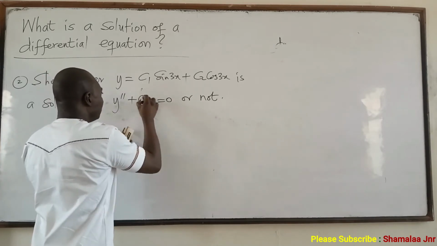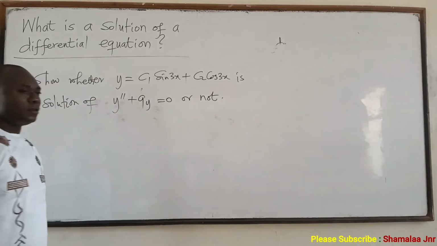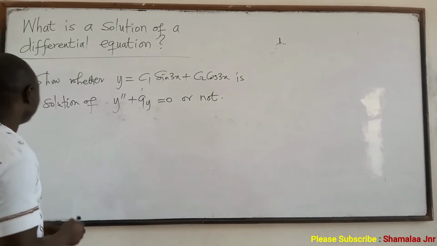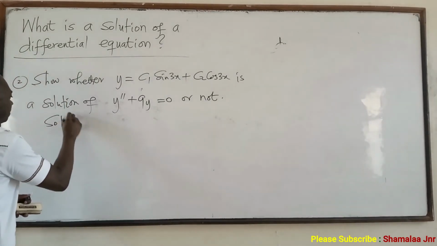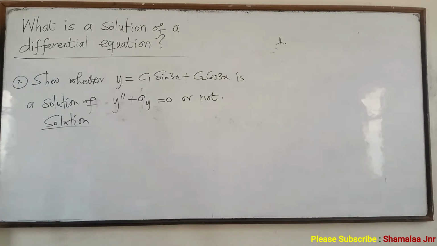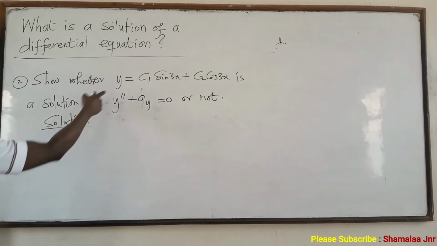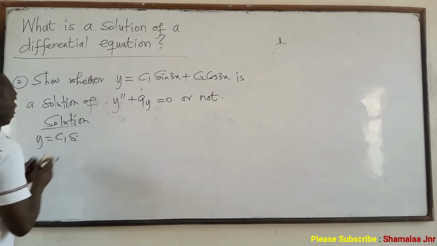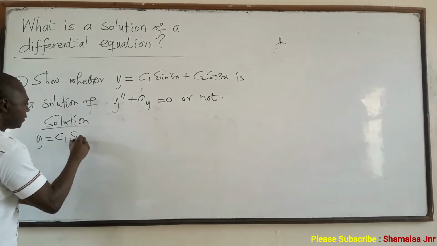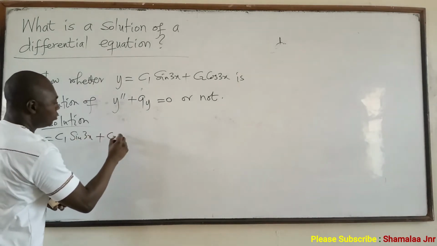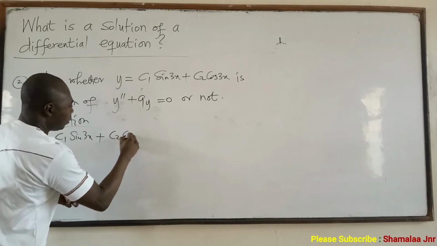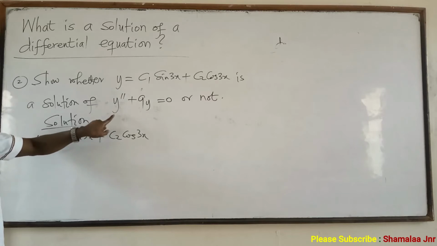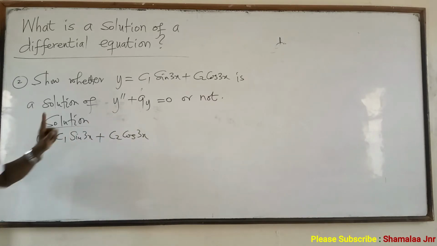So if it is a solution, you see it's a solution. If it's not a solution, then you have to state it. Yes. Now let's look at it. So solution. Let's work it. So this is the function y is equal to C1 sin 3x plus C2 cos 3x. Now, this one means that I have to differentiate the function y twice.